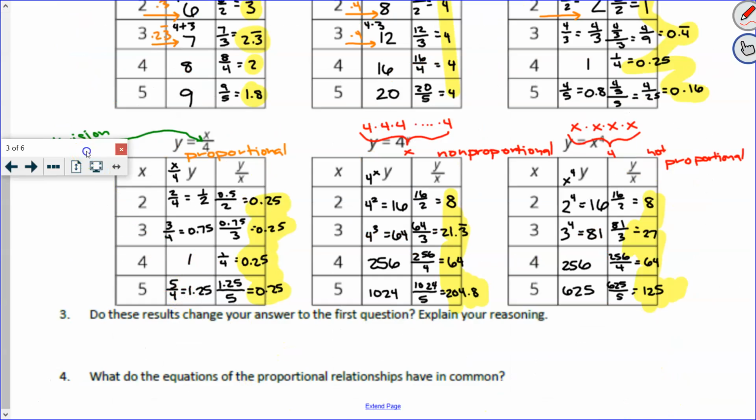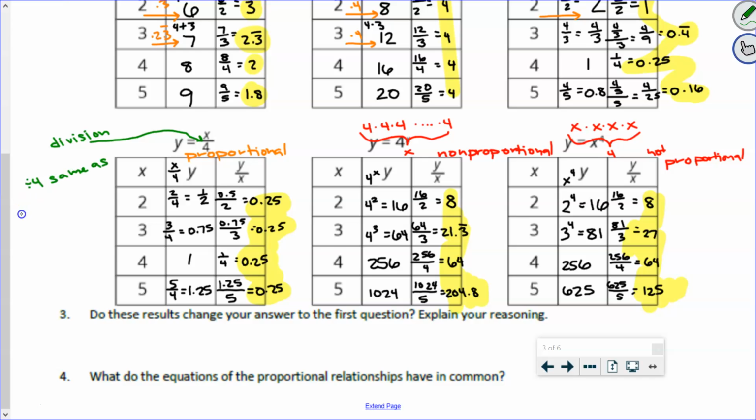Why is it that dividing by 4 was proportional? And we've talked about this in the past, that if you saw a relationship was dividing by 4, I always wanted you to change that relationship. Dividing by 4 is the same as multiplying by 1/4. So why is it that this division one did work? Because division by a number is the same as multiplying by the reciprocal of that number. So this one was proportional.